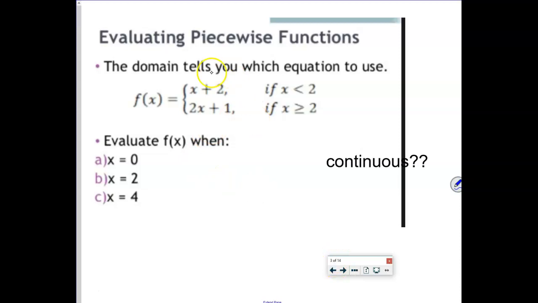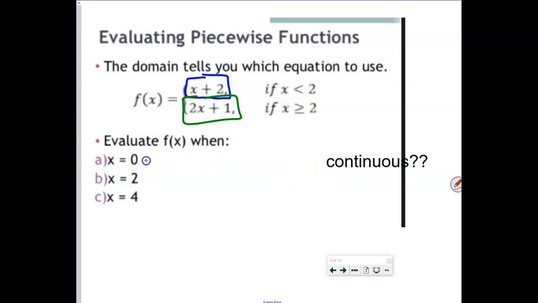So this is a piecewise function. The top piece of the piecewise function is the line x plus 2, only used if x's are less than 2. And then the bottom piece of the piecewise function is a different line, only used if x's are greater than or equal to 2. I want you to evaluate it at a few spots just for fun. And then I want you to determine whether or not the function is continuous throughout its whole domain.